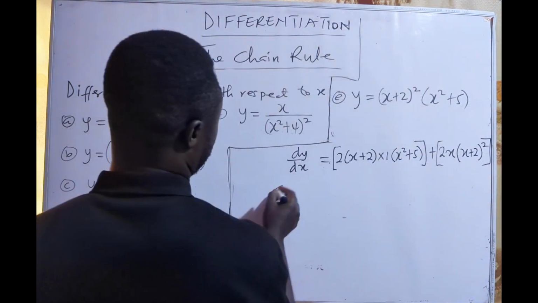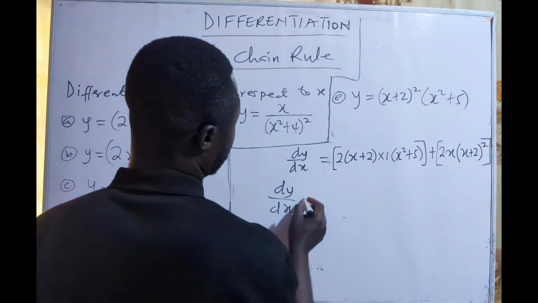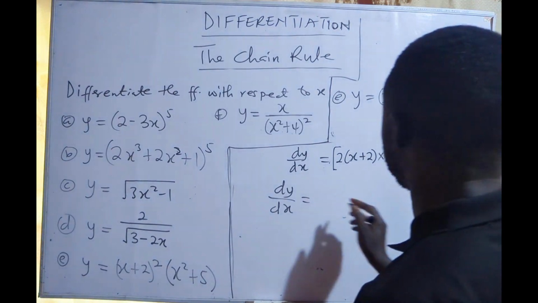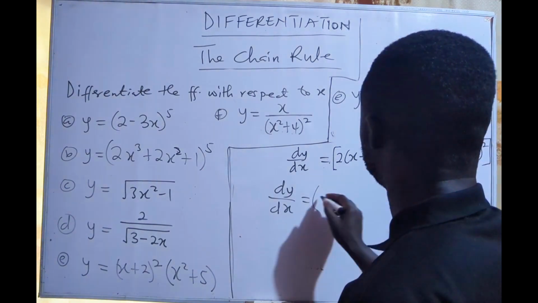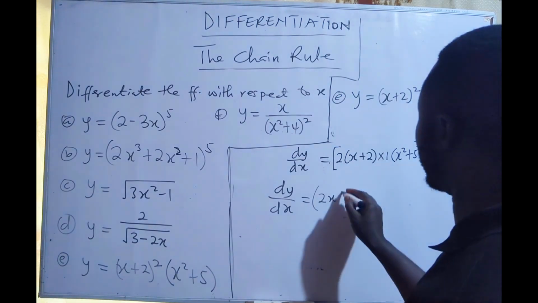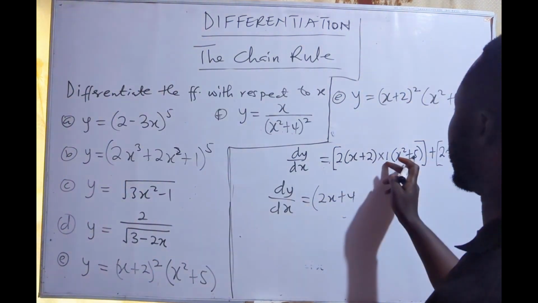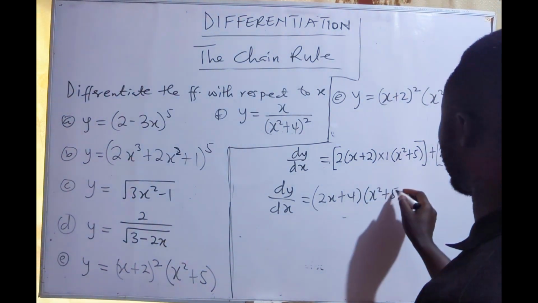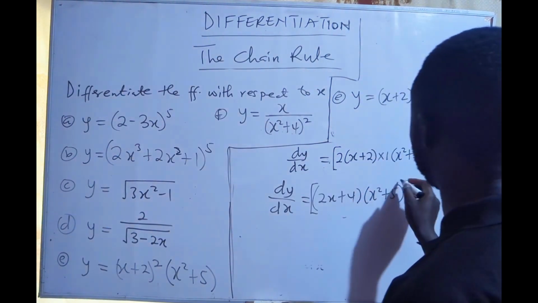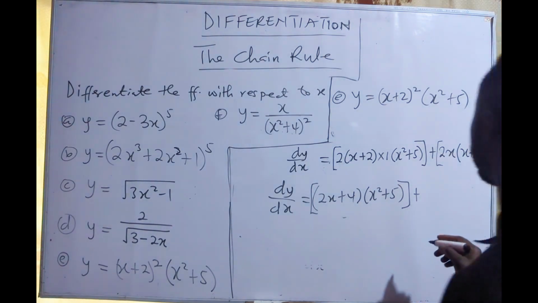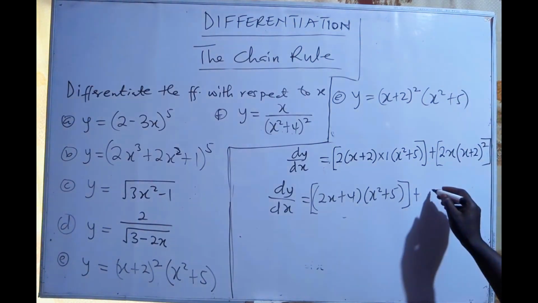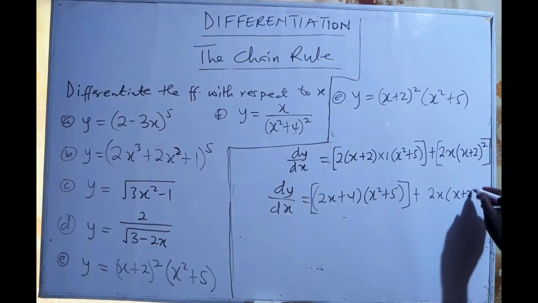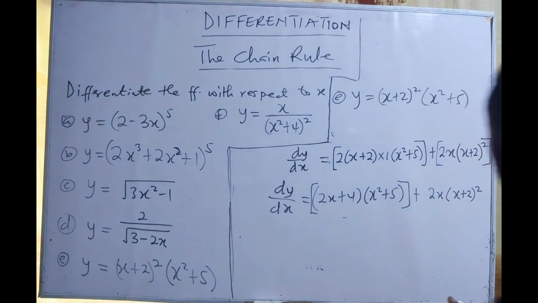So let's open up. dy on the dx will be equal to what? We have 2 times x, which gives us 2x. 2 times 2 gives us 4. Realize here it is 1, multiplying by x squared plus 5. Plus, here will be 2x multiplying (x plus 2) all squared. We can maintain it like this.